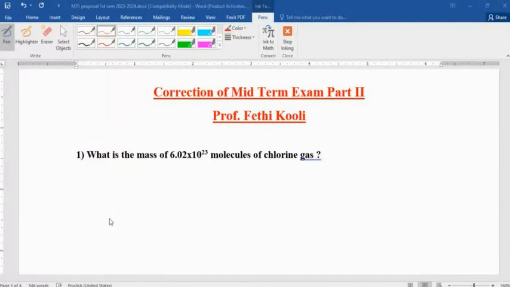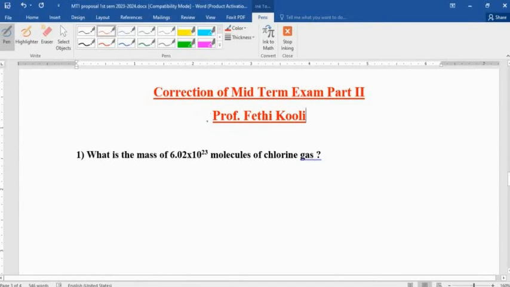Welcome back to the correction of the midterm model exam part 2. In this part, inshallah, we will do the correction of question number 4. Question number 4 has two questions. The first question is: what is the mass of 6.02 × 10^23 molecules of chlorine gas? This question is the inverse of question number 3, which we corrected in the first part of this recording video.